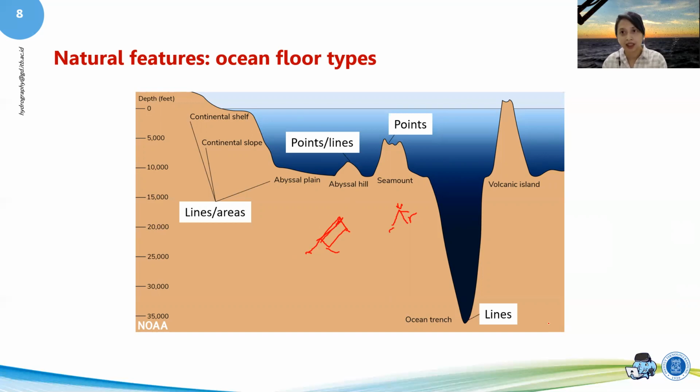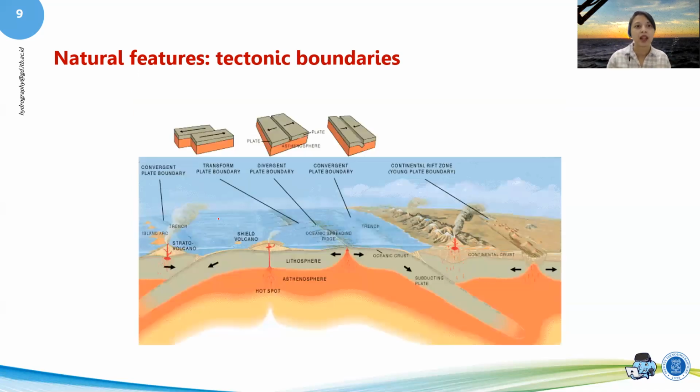Why? We will talk about this later, because it's the same thing as this one. You want to make them continuous, because I don't think there's an ocean trench that is only one point. Normally it's like a line. And then for volcanic islands, it depends on how big it is. If it's not that big, you can make it a point, or if it's quite big, for example, Hawaii is a volcanic island, you can draw it as an area.